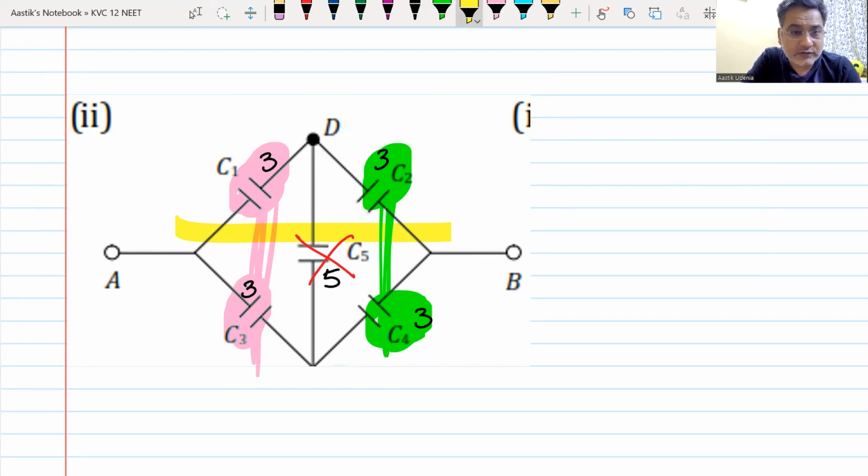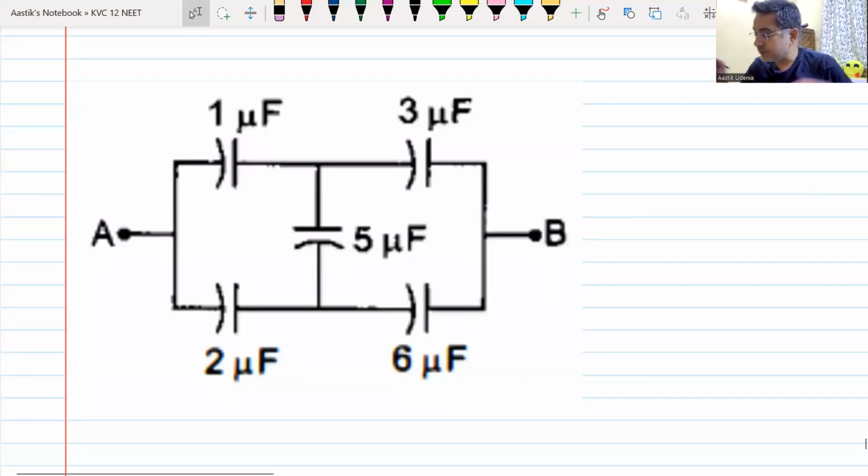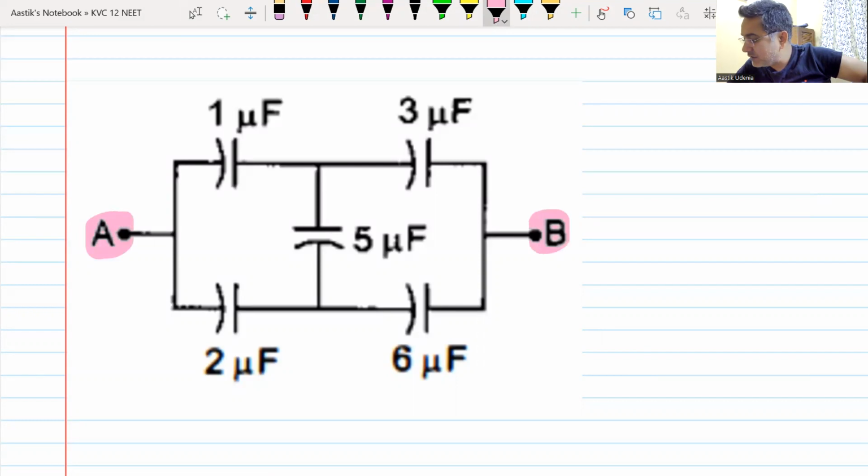Let me give you one more. Let me give you this one. I hope you can give an answer for this one fast. So here it comes on your screens now. You have to find out the effective capacitance between A and B. I'll give you 2 minutes to give me the answer.